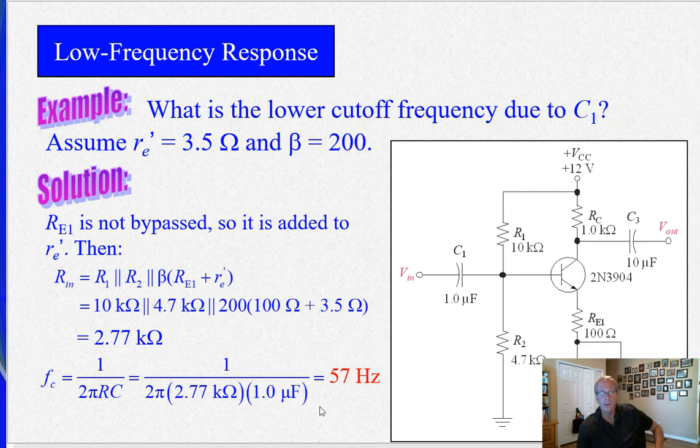If you wanted to decrease this, bring it down to 20 hertz, what would you have to do? Well, maybe make that 1 microfarad, make that 10 microfarad. What would that do? Well, that would make this maybe 5.7 hertz. That would do it, right?